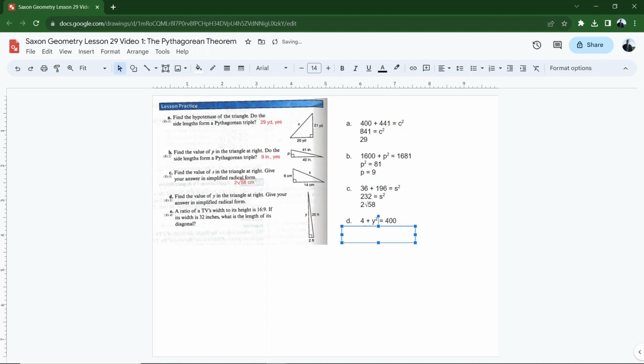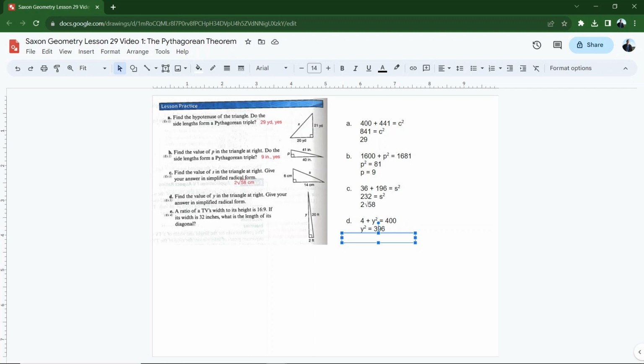So this one's going to look like this. A squared plus b squared equals c squared. 4, which is 2 squared, plus y squared equals 20 squared, which is 400. Subtract 4 from both sides. And then these problems sort of excel at giving you difficult, perfect, simplified radicals to find.